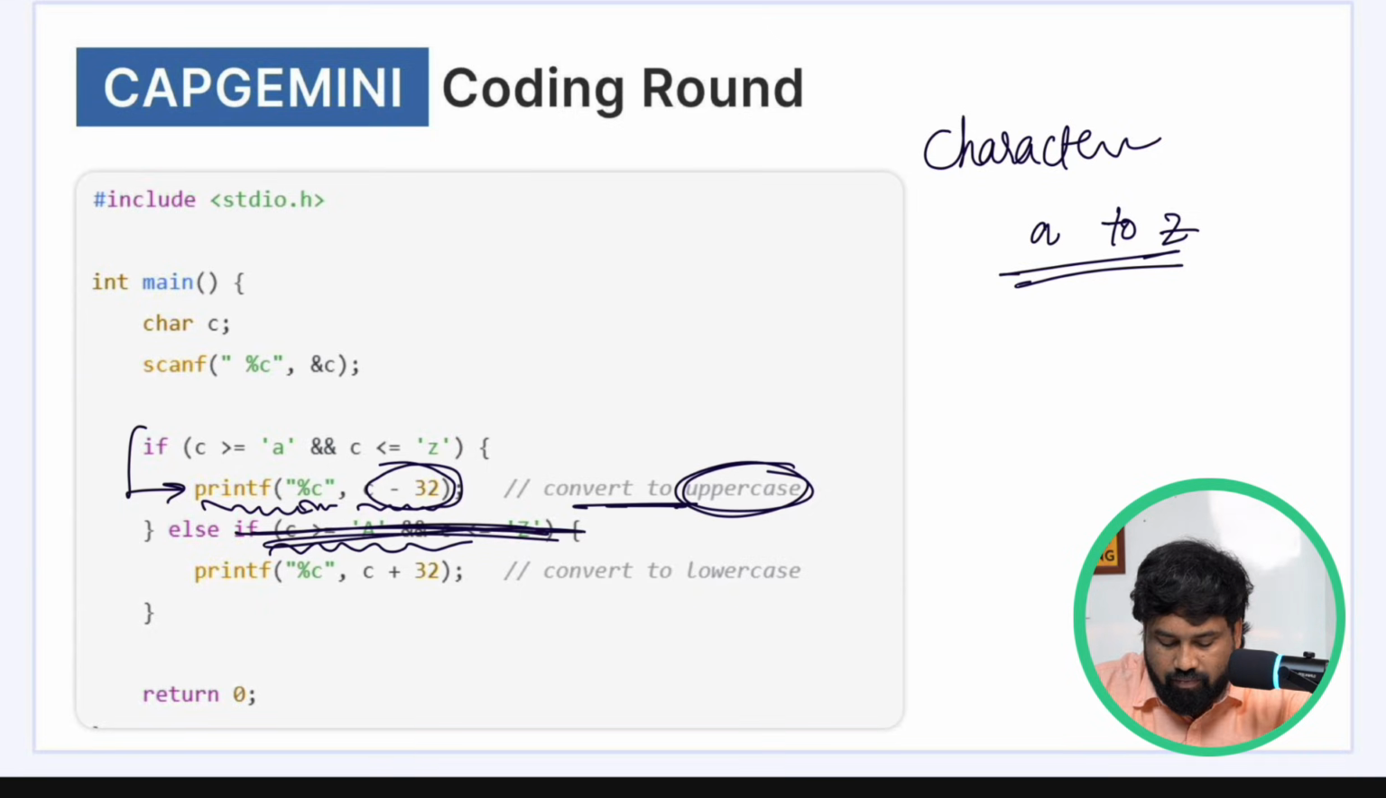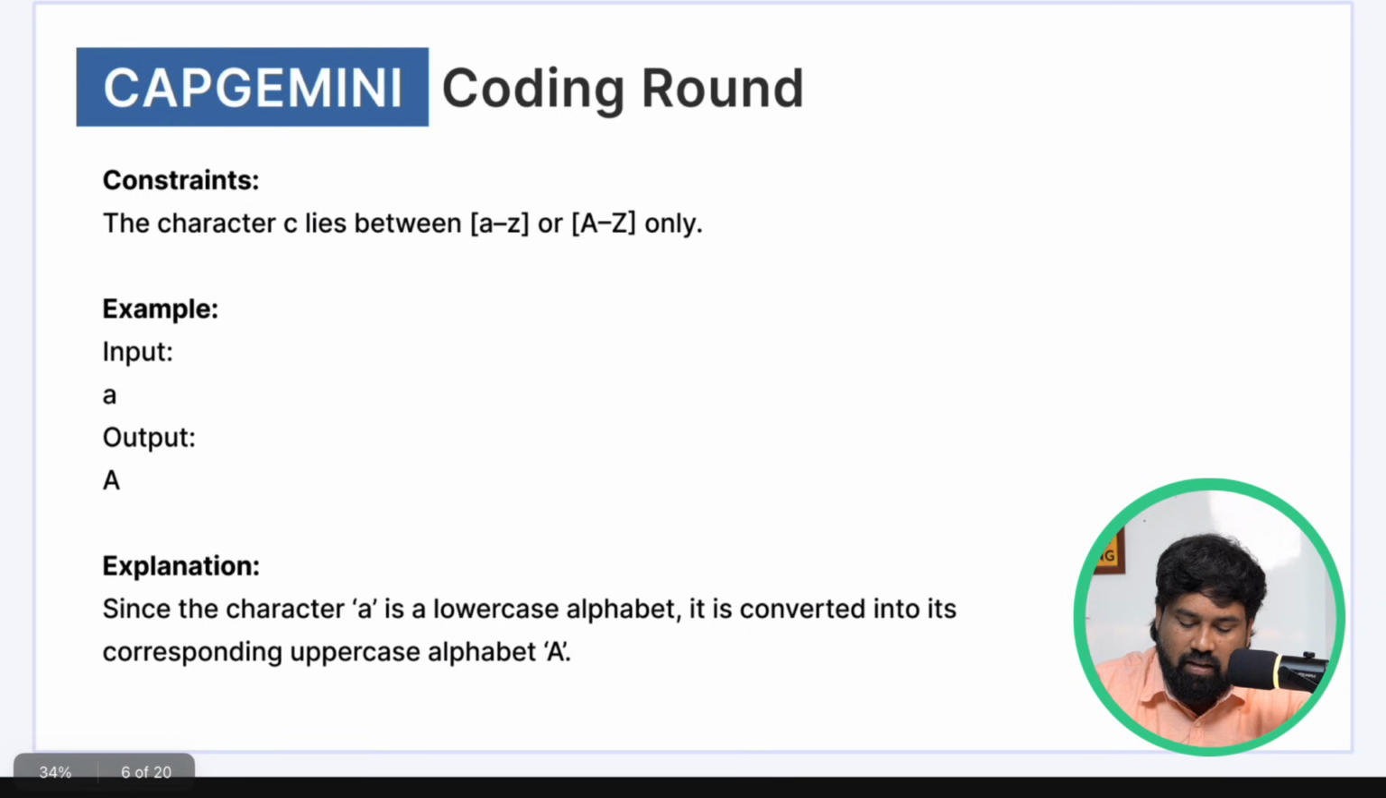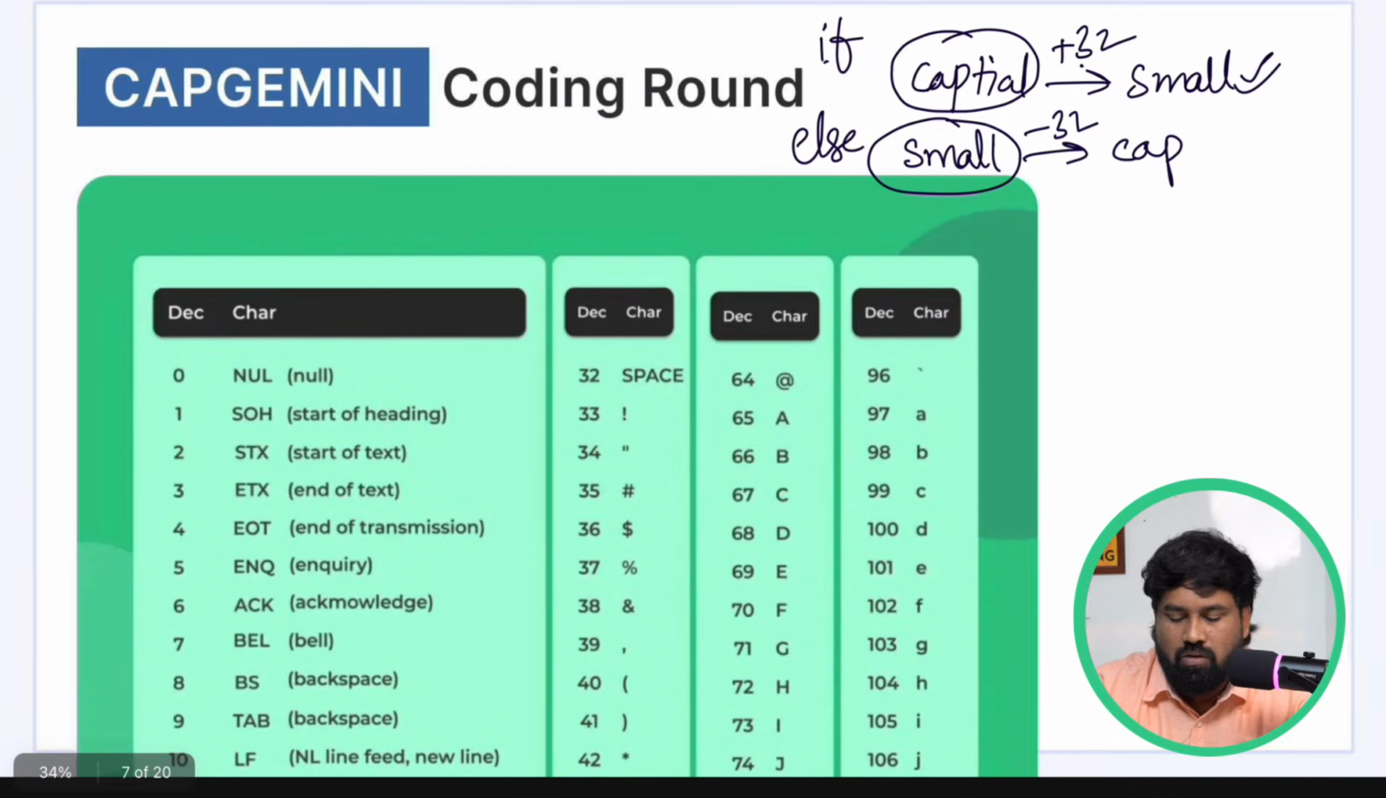In the else part we are also checking here, but we don't have to check. Why? Because if it is not a small letter, then definitely it will be a capital. So the capital is converted into c plus 32. You can write this if condition or you can skip it, also fine, because they have mentioned clearly that they will only give a character in the first line.